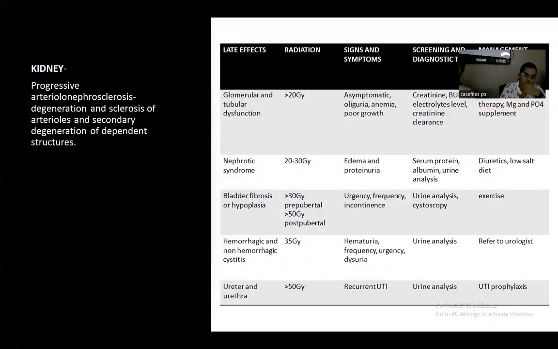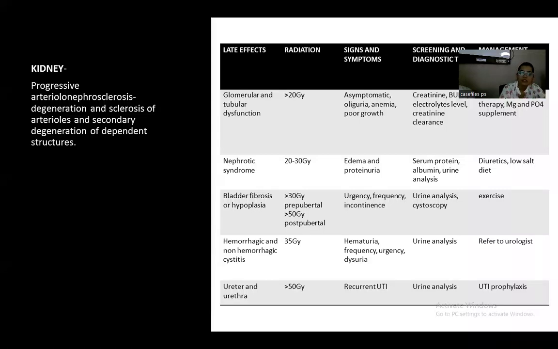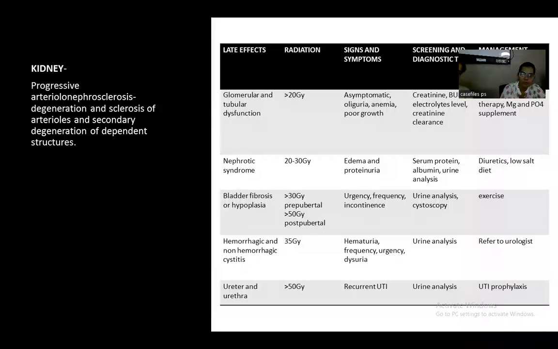Now we come to kidneys. In kidneys, progressive arteriosclerosis presents as degeneration and sclerosis of arterioles and secondary degeneration of dependent structures. Effects include glomerular and tubular dysfunction, nephrotic syndrome, bladder fibrosis or hypoplasia, hemorrhagic or non-hemorrhagic cystitis. Ureter and urethra can also be affected, which presents as recurrent UTI, for which we have to give UTI prophylaxis.